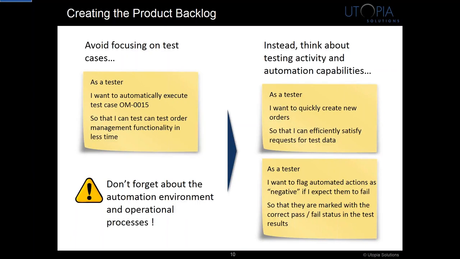So things like how application changes are communicated to the automation team. How is test data in the automation environment managed? There are a lot of organizational, process, and environment factors that will affect the success of automation. They need to become part of the backlog too. Even though they're often outside the control of the automation team, you need to think about them so you don't end up with a great technical solution but nowhere to effectively execute it or effectively maintain it.